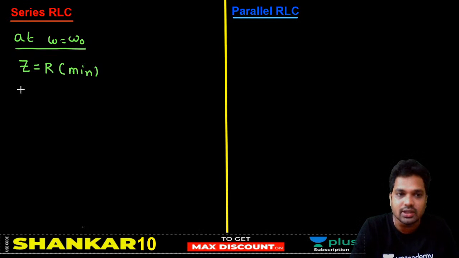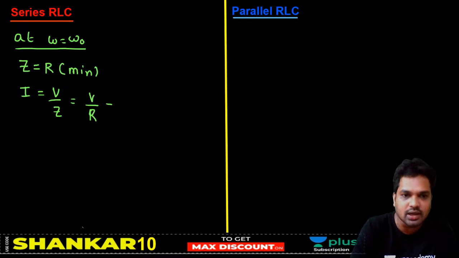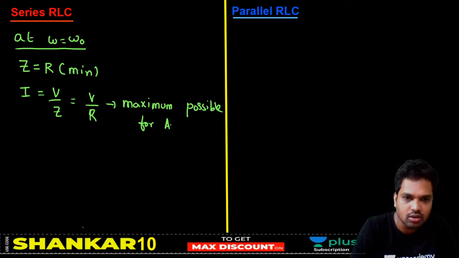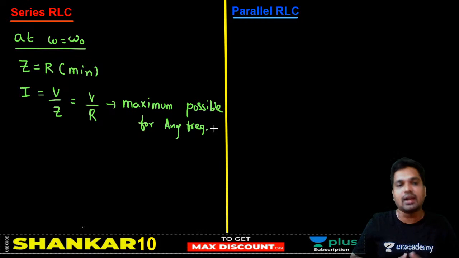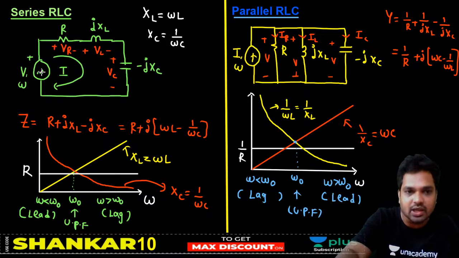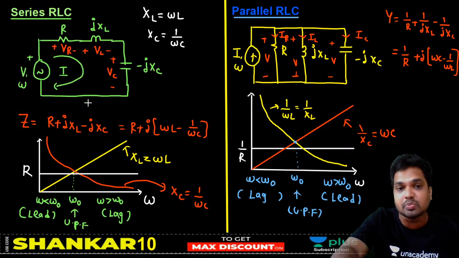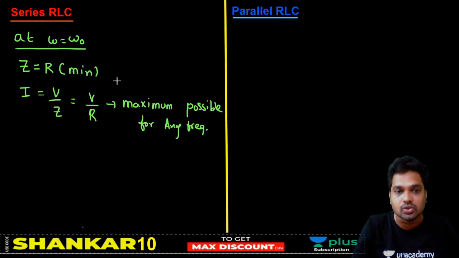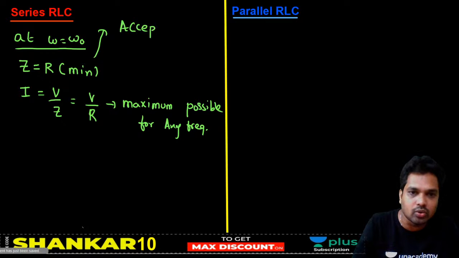Then what is the current I? It is equal to V by Z, which will give you V by R. That is, the current will reach the maximum possible value for any frequency. At resonance, you get the highest possible magnitude of the current. Is this clear or not? Because the impedance has become minimum, the current will reach maximum. That is what I told earlier: at resonance, your response will be maximized. Yes or no? So, it is also having one name called acceptor circuit. What is the other name of the series RLC circuit?